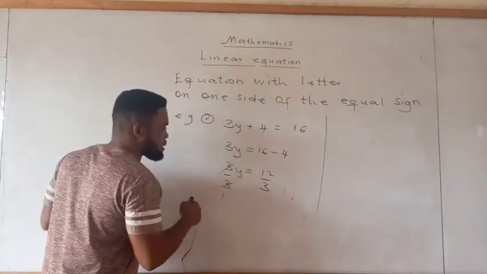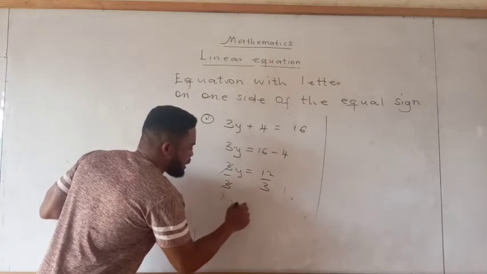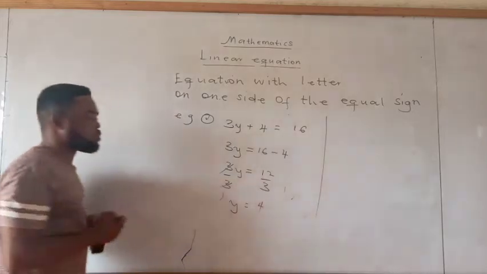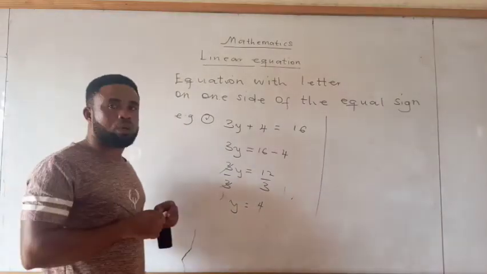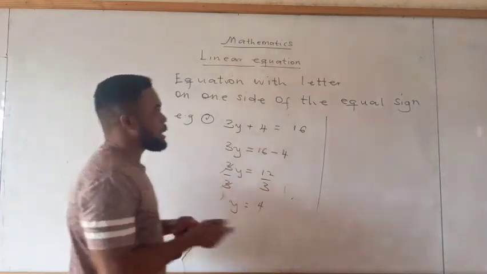So 3 cancels 3. So leaving our y, 3 dividing 12 is 4. So our y is equal to 4. Good. Let's take another example.